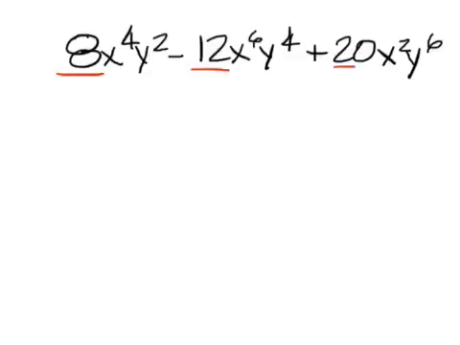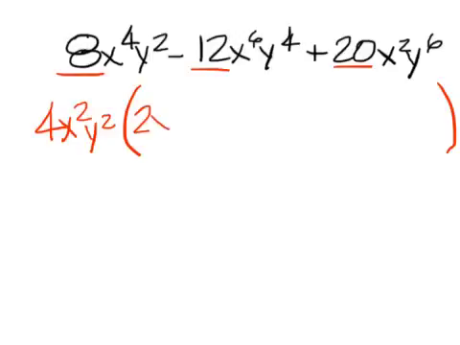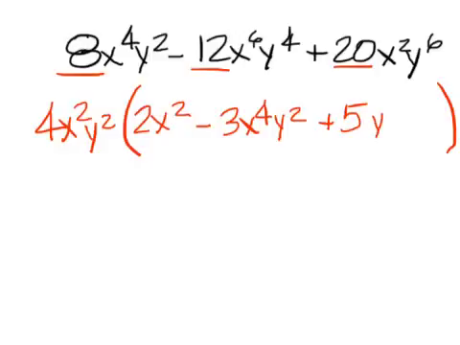The highest number that comes out is 4. The lowest power of x is x squared, and the lowest power of y is y squared. So divide everything by 4x squared, y squared to get 2x squared minus 3x to the fourth, y squared, plus 5y to the fourth.